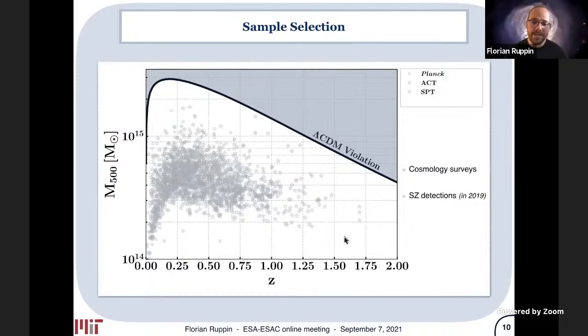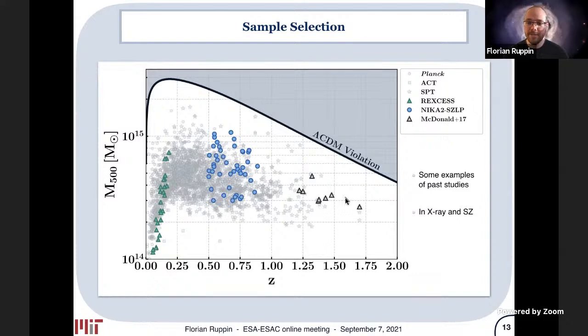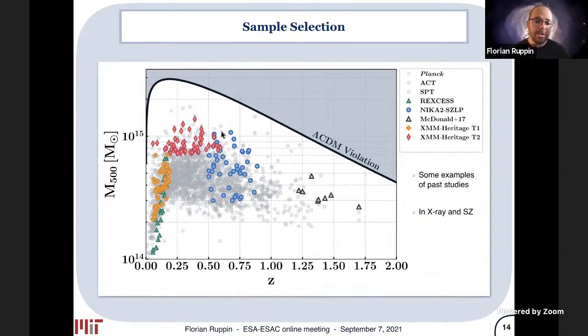Here I'm showing you the SZ detections that were here in 2019. And we all know some well-known samples that have been characterized, such as the REXCESS sample, the NIKA2 SZ large program sample that is going on. Some clusters have been studied at high redshift from McDonald in 2017. Here I'll show you the 2 samples from the XMM Heritage program. I'm forgetting a lot of samples here, but I just want to show you that we start to have a very good picture of cluster physics at redshift lower than 1.